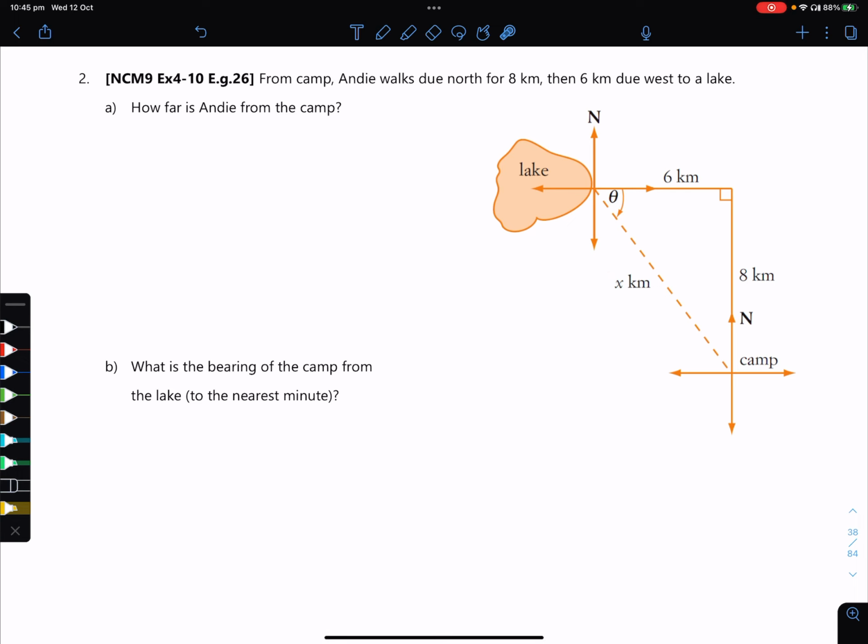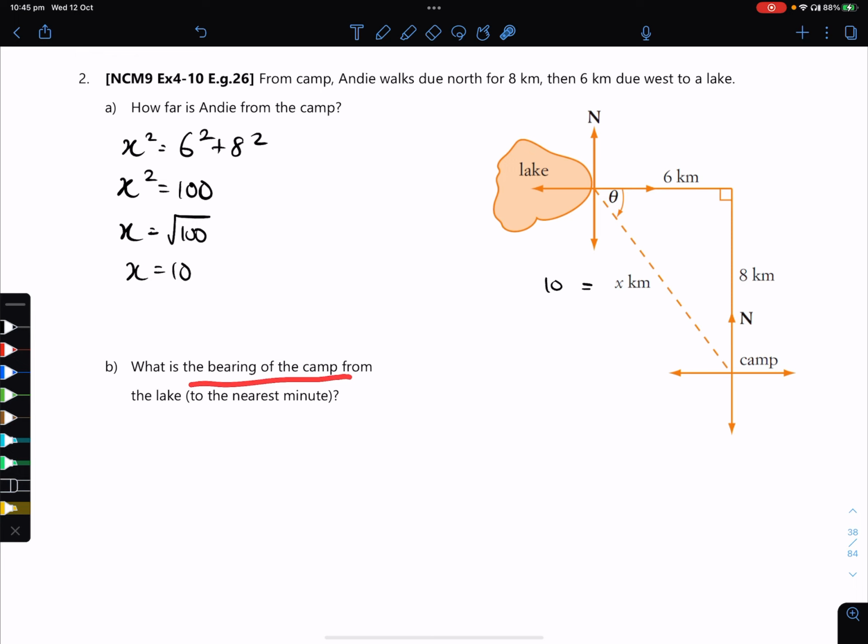And to find x, we simply use Pythagoras' theorem. So x squared is equal to 6 squared plus 8 squared, which is simply 100. And taking the square root of both sides will give us x equals 10. All right, so now we know this is 10.